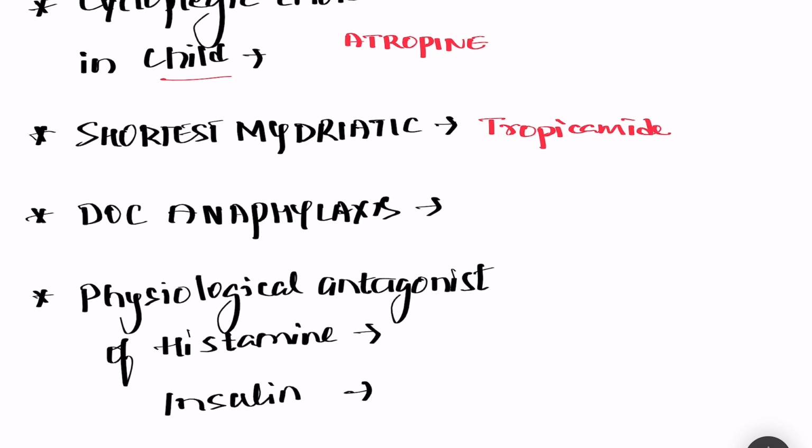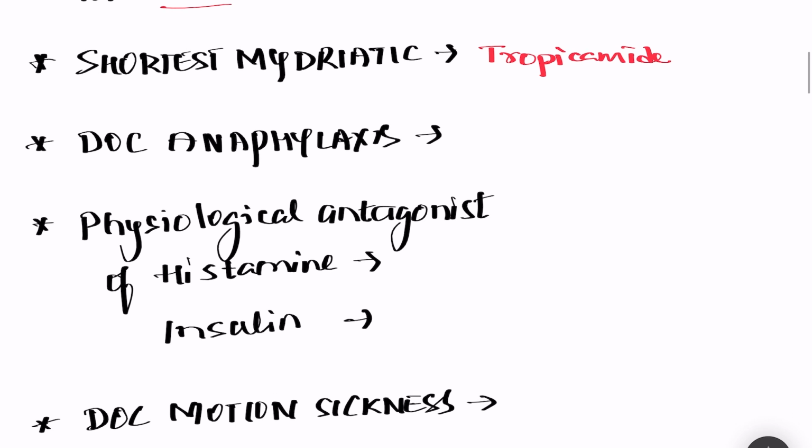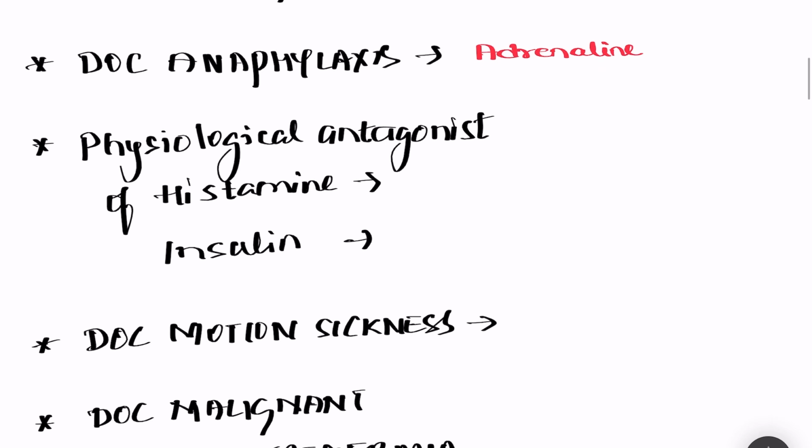So which is the drug of choice for anaphylaxis? In anaphylaxis, the drug of choice will be your adrenaline. So please remember, the drug of choice will be your adrenaline. So what about the physiological antagonist of histamine? Physiological antagonist of histamine will be, again, the adrenaline. So which will be the physiological antagonist of insulin? It is your glucagon.